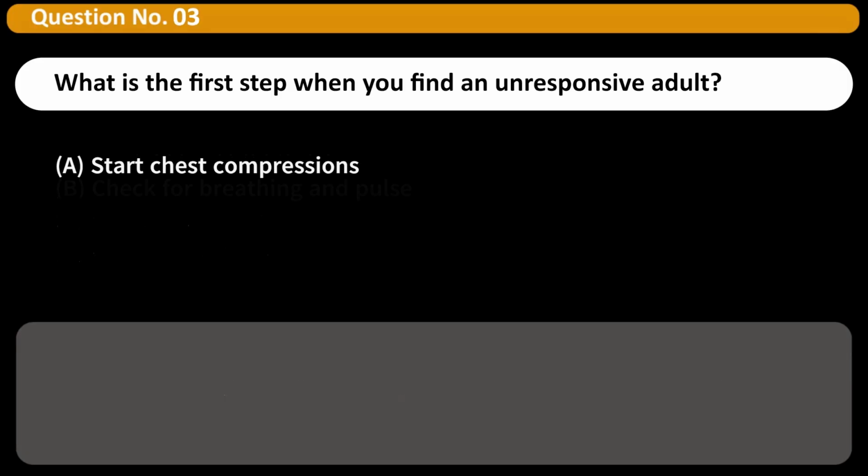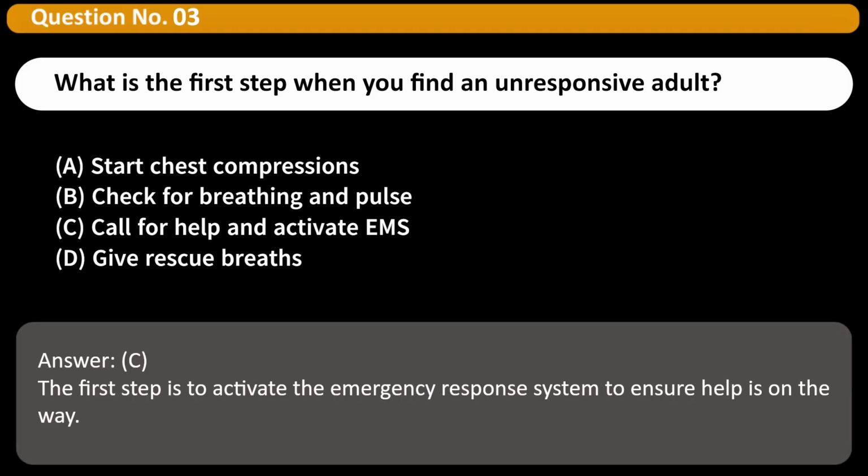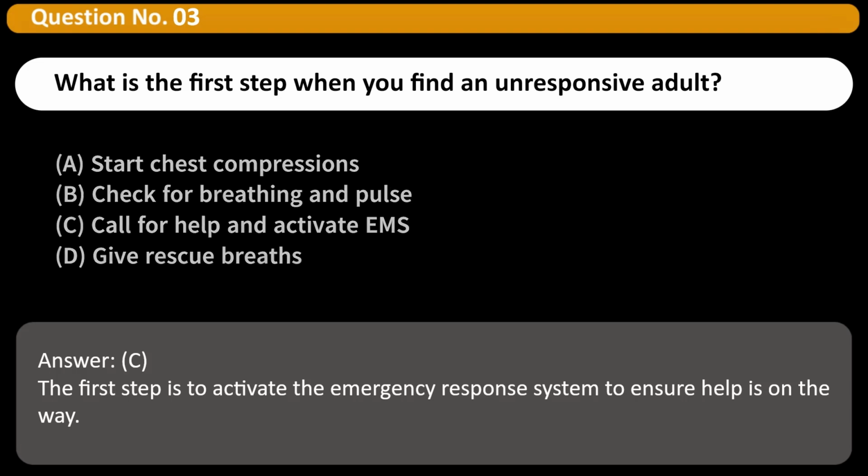What is the first step when you find an unresponsive adult? A. Start chest compressions. B. Check for breathing and pulse. C. Call for help and activate EMS. D. Give rescue breaths. Answer: C. The first step is to activate the emergency response system to ensure help is on the way.